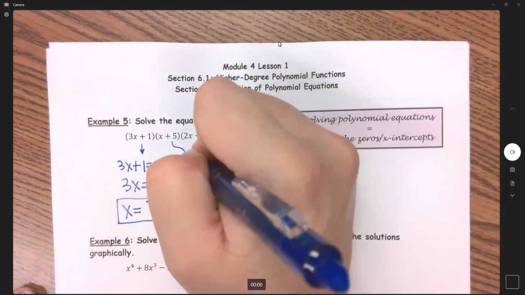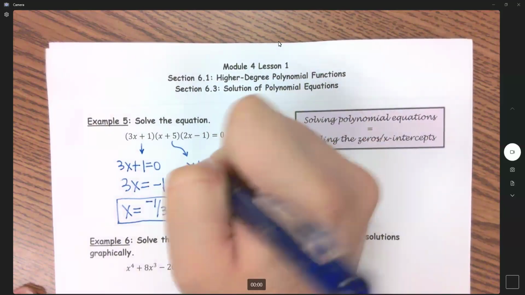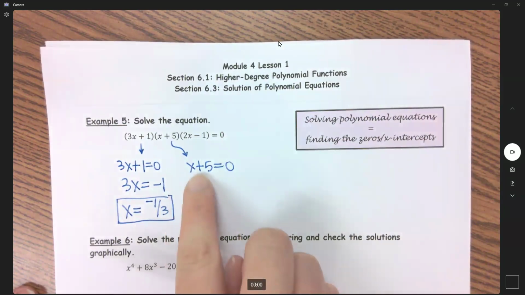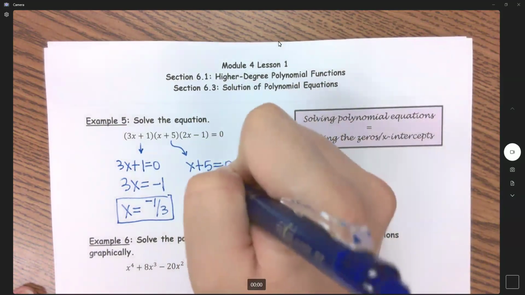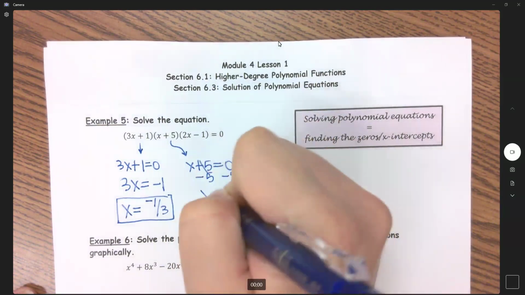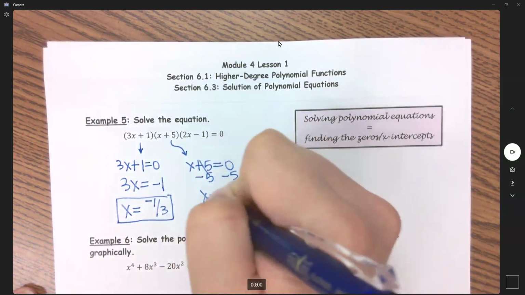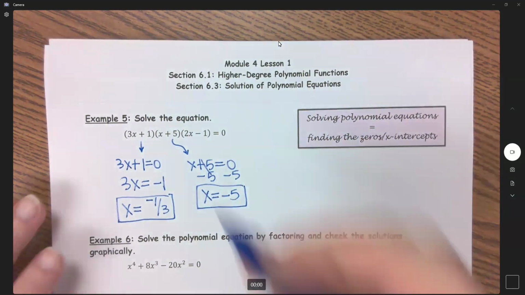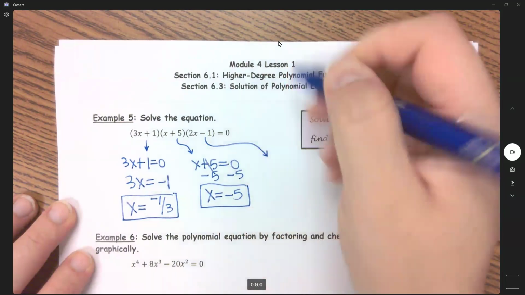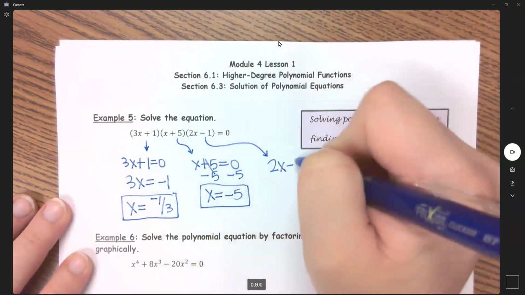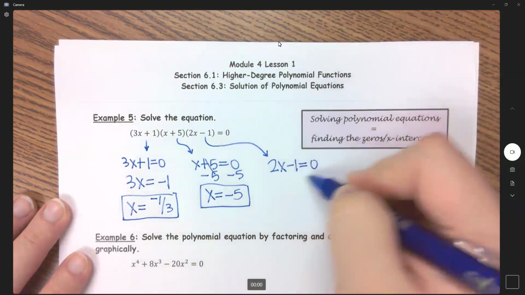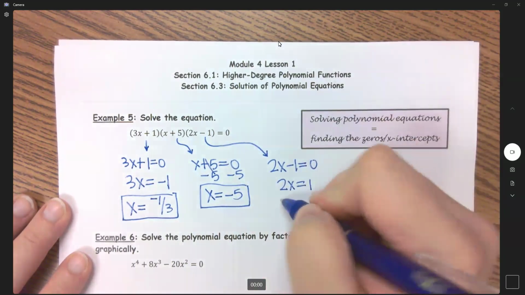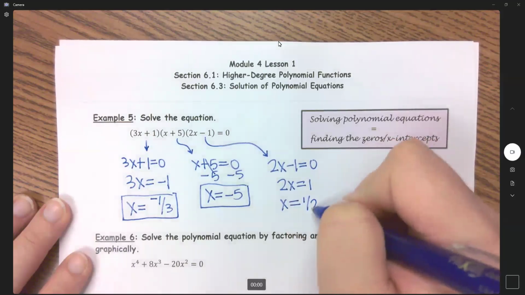Do the same thing for this one here. Because this one is just x plus 5 equals 0, no coefficient in front of that x, you subtract that 5 over, and we get that x equals -5. And then our last one here, if I have 2x minus 1 equals 0, add your 1 over, and then divide by 2, and we get x equals 1/2.